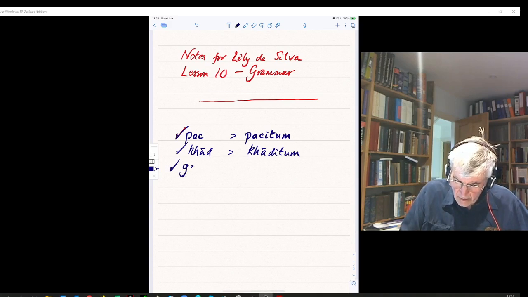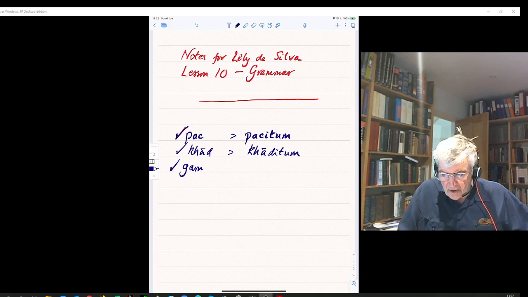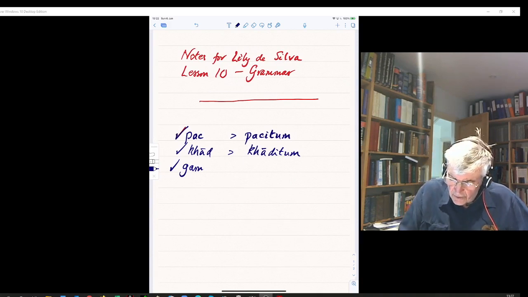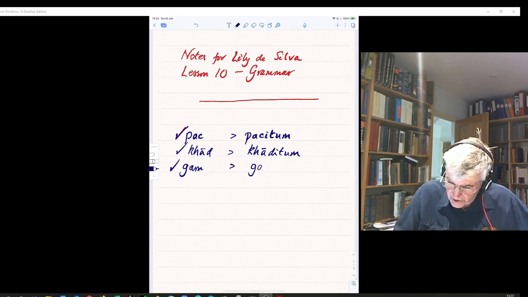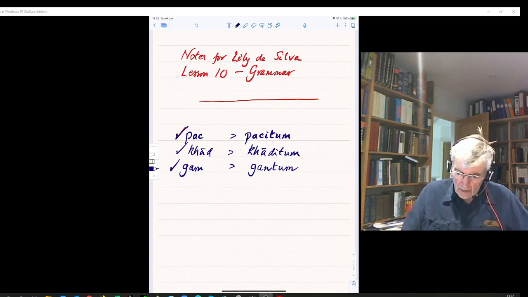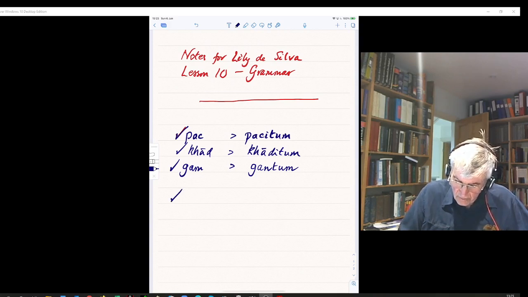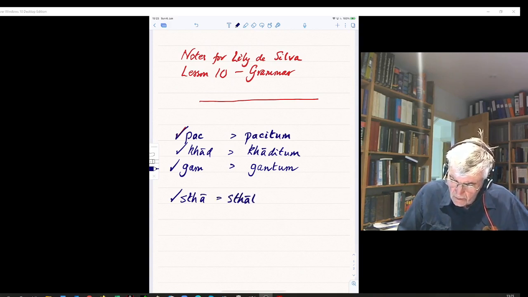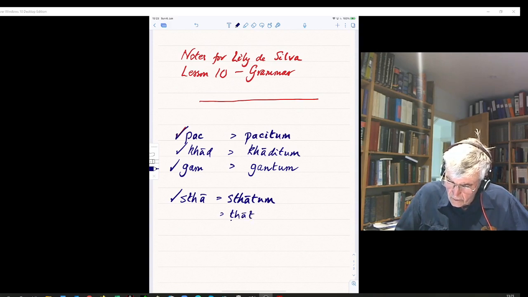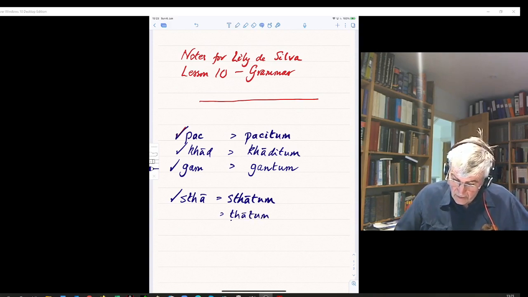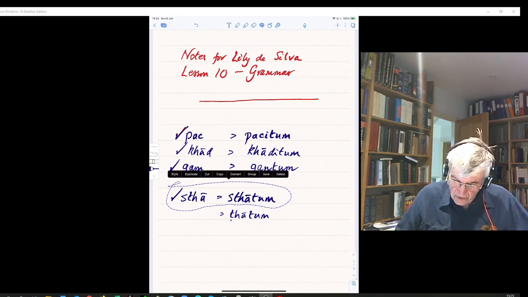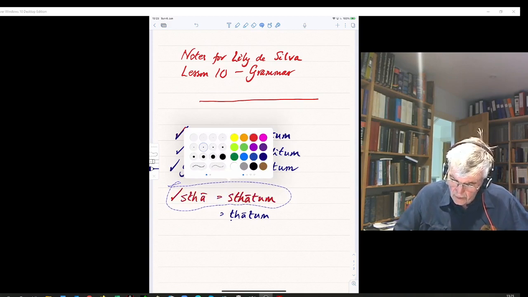From gam, there's no connecting vowel i, and the m changes to an n before the following t. So we have, by regular formation here, gantum. Tatum is in fact a Sanskrit root. Stha makes sthatum in Sanskrit and thatum in Pali. And I'll just ring that in red to highlight the fact that it is Sanskrit. There we are.